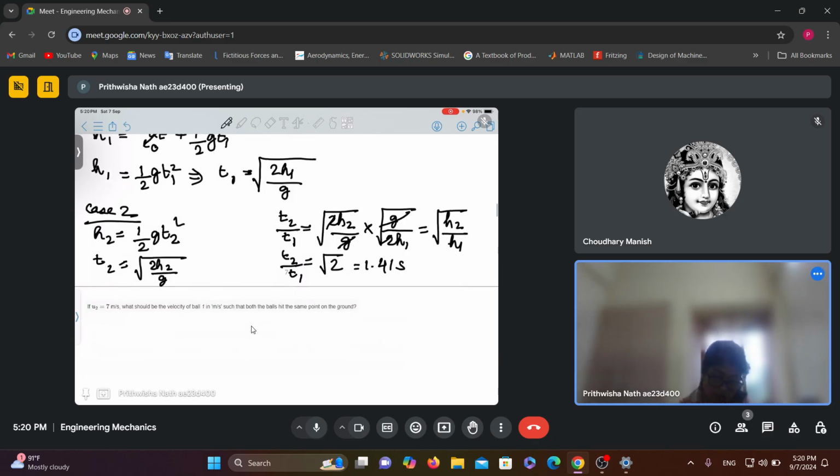So for the next part, now in this part u2 is given as 7 meters per second. So what should be the velocity of ball 1 in meters per second such that both the balls hit the same point on the ground? We need to find u1 such that the balls hit the same point on the ground. First you can try solving this.